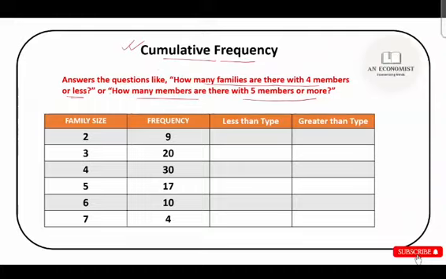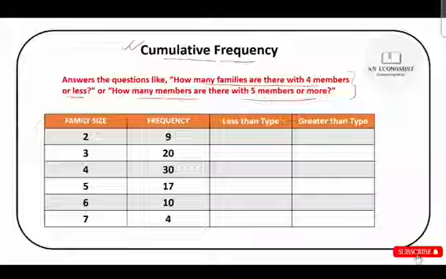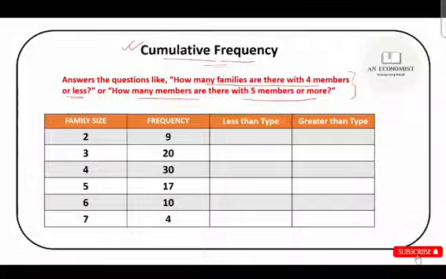What is cumulative frequency? Cumulative frequency answers questions like how many families are there with a certain number of members or less, and how many families are there with a certain number of members or more. If you want to answer these kinds of questions, you have to calculate something called the cumulative frequency. So let us see how to calculate that. Cumulative frequency is of two types, less than type and greater than type.